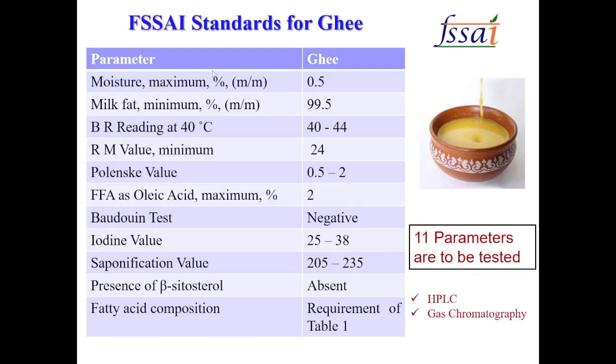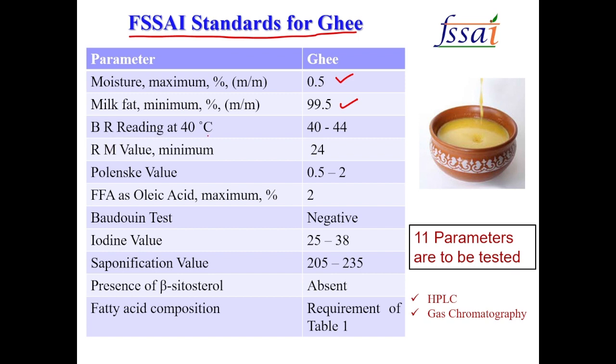So let us now see the recently introduced FSSAI standards for ghee. We will see them in this video. Moisture: we can see the maximum is 0.5%, which is related to the shelf life of the product. So moisture in ghee should not be more than 0.5%. Milk fat: minimum 99.5% mass by mass.